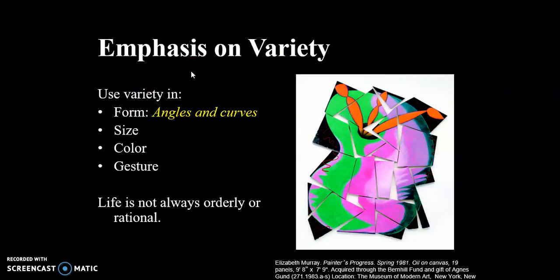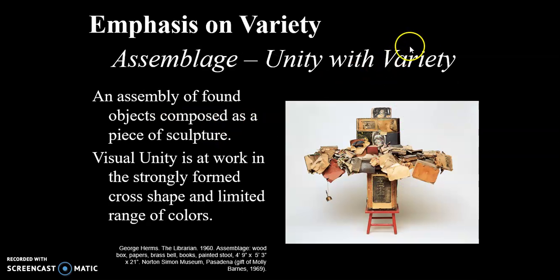Emphasis on variety. In this case, you have forms with angles and curves. And you see when you talk about varieties, you have the curves here, and then you have the angles here. So you have a little bit of both. Assemblage, unity with variety. The unity is at work with the cross shape and a limited range of colors. So think about that, the shape and colors. Your two elements of art, shape and color, and it's organized with unity.